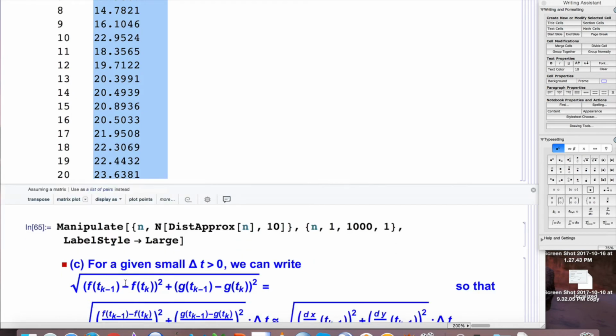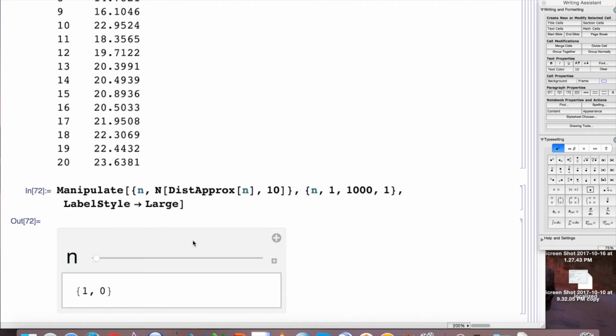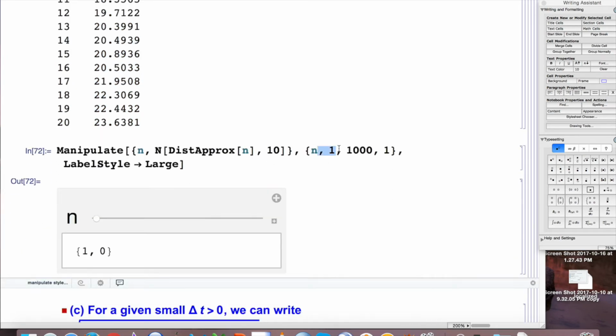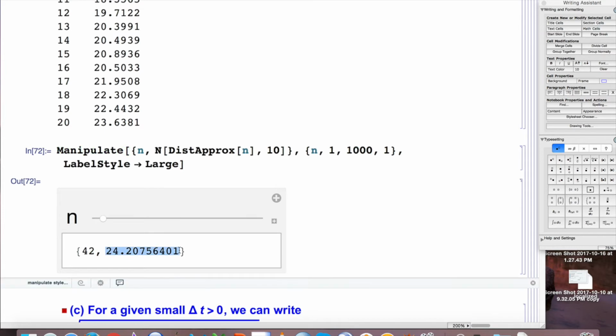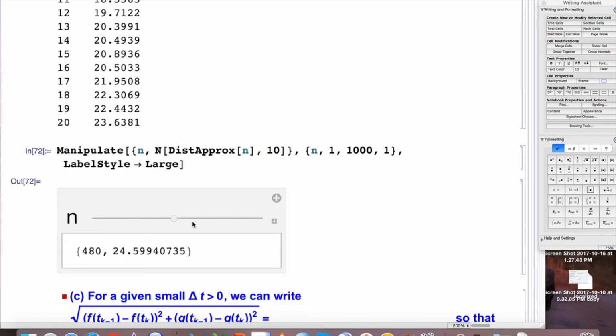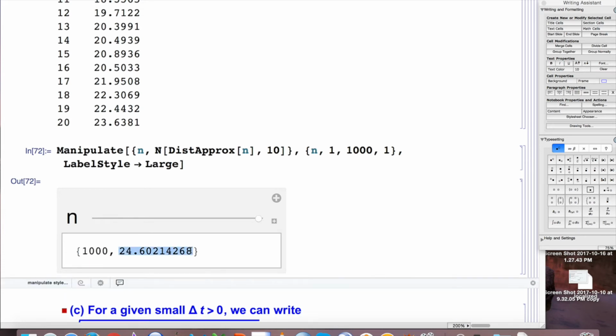You can also make an animation of this. I'm letting n go all the way up to 1,000 here in the animation. When n is 42, our approximation to the arc length is 24.2076. Let n keep going higher and higher. The computation bogs down a little bit, but once n is up to 1,000, we're getting 24.602 as the approximation we get with this approach.